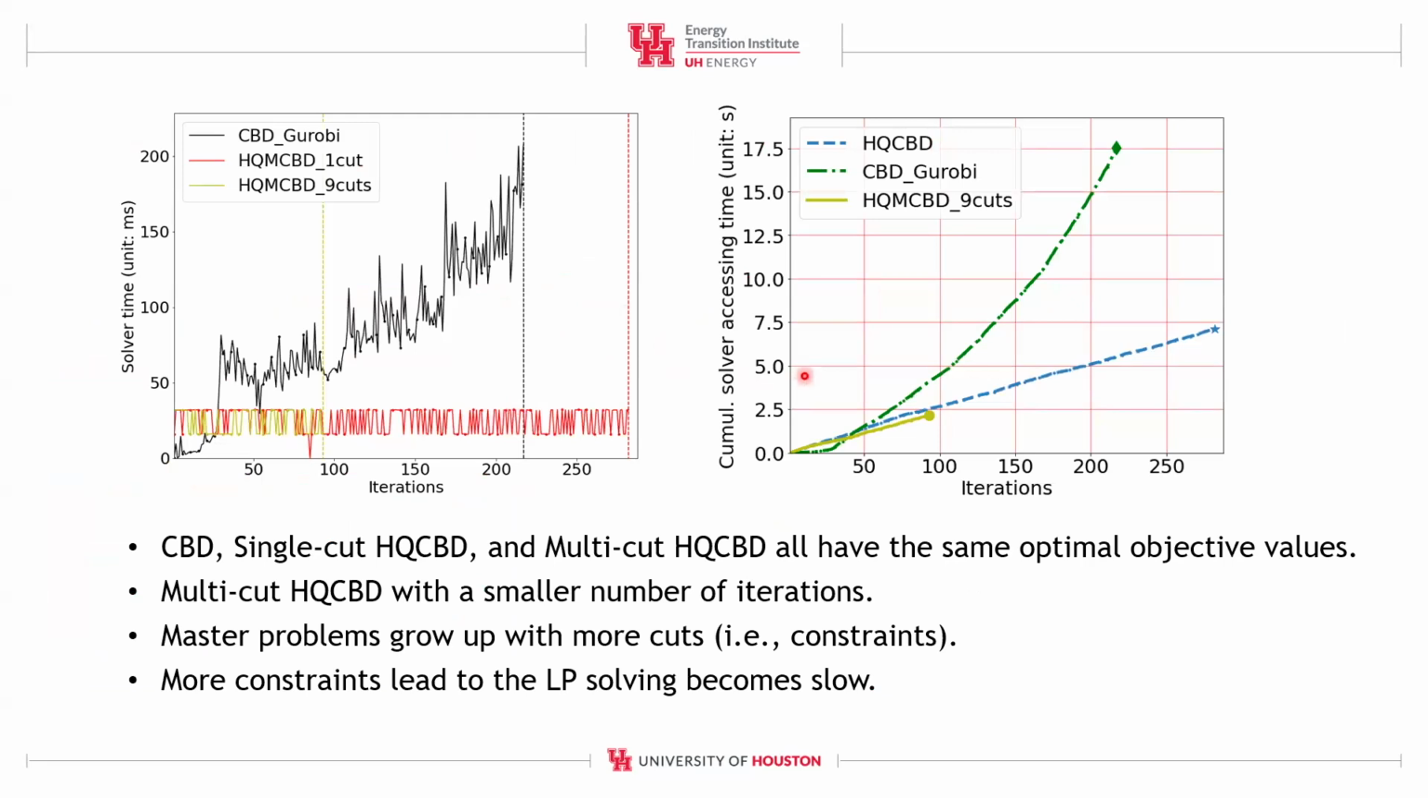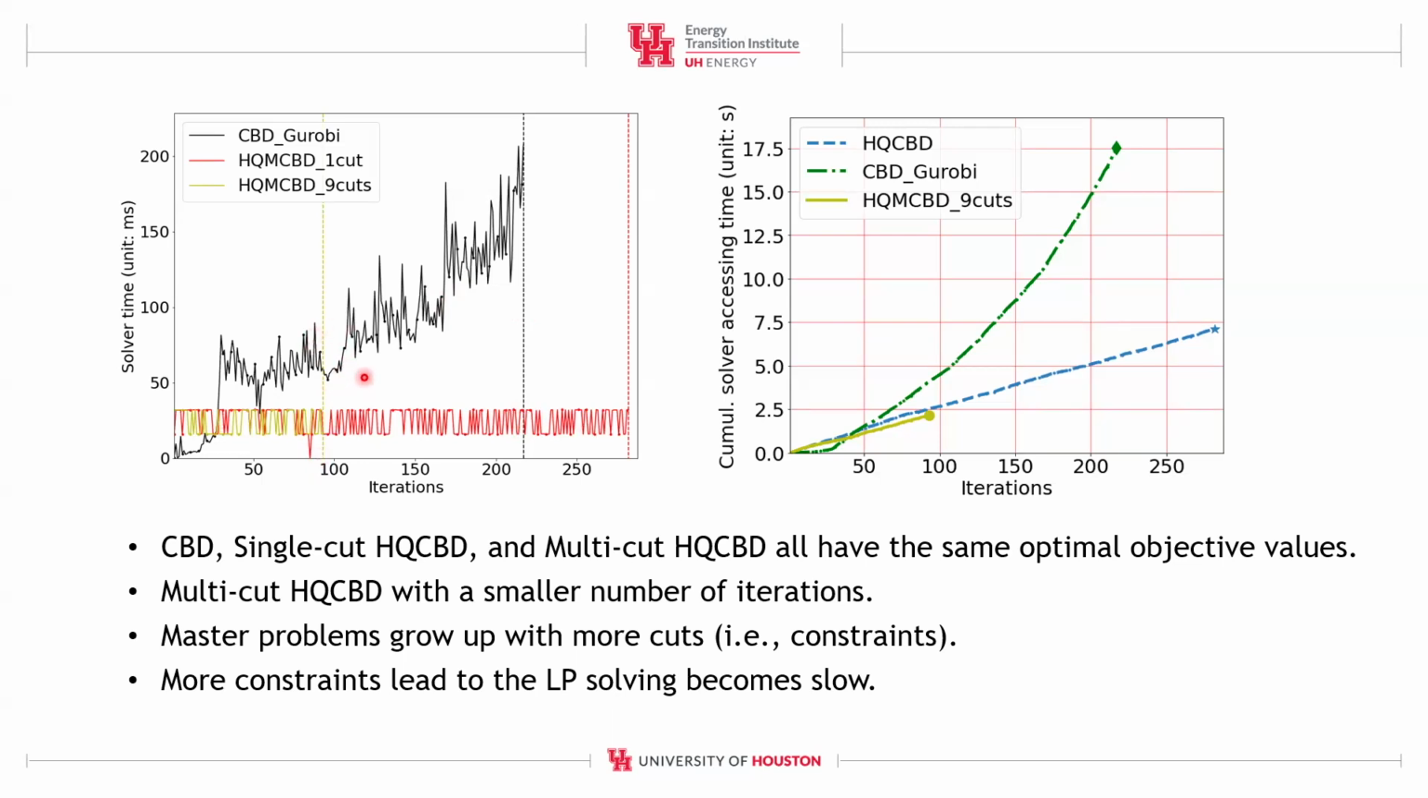So here are two figures. The left-hand side figure shows at each iteration how much time it takes to solve the master problem. Here the black line represents the classical algorithm to solve the master problem, and the red line represents the quantum algorithm. For the red line and the black line, we can see we use more than 200 iterations. If we use multiple cuts, then we can solve the problem within 100 iterations. So that's the advantage of the multiple cuts effect.